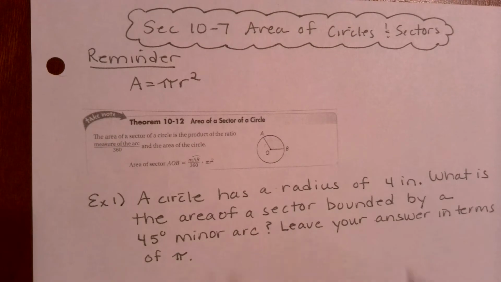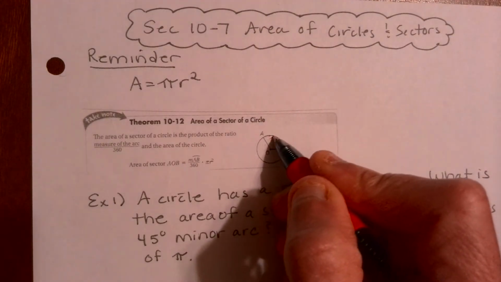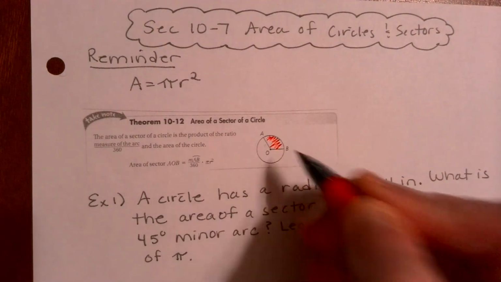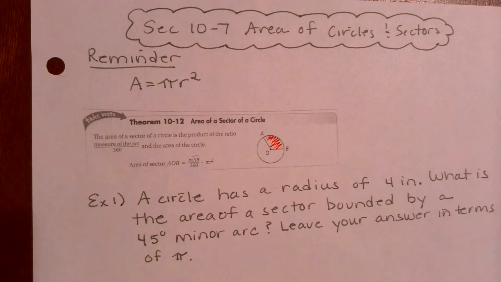So if we were trying to get the area of a sector, it is just part of the circle, like that. So you can probably guess what we're going to do here. We're again going to take the measure of the arc. So how much of the arc are we talking about? How much of this circle?